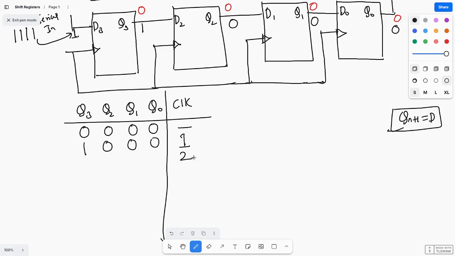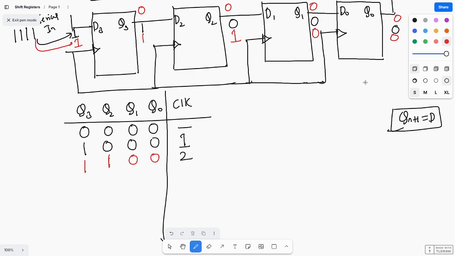At the second clock pulse, what happens? This will be shifted. So this one will be given to here, so here one will come, and here zero is there anyway, and one will be given to here. So here you are getting 1100.